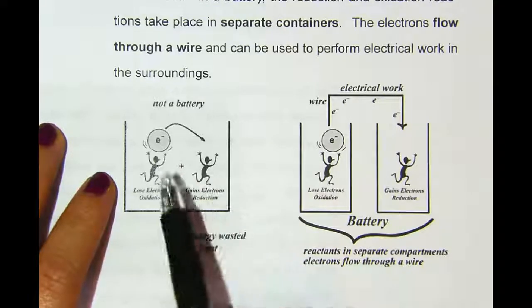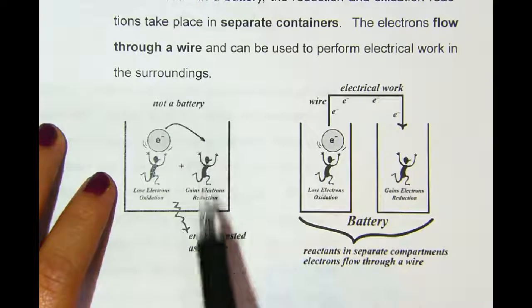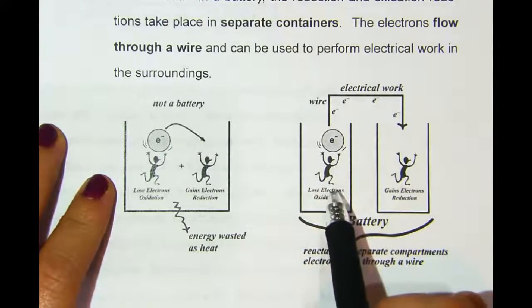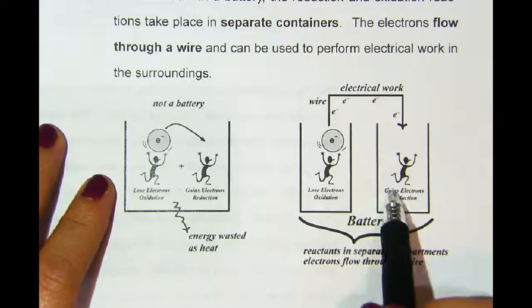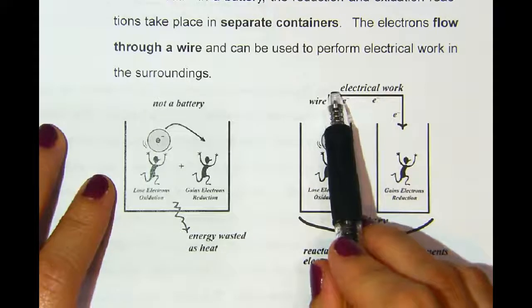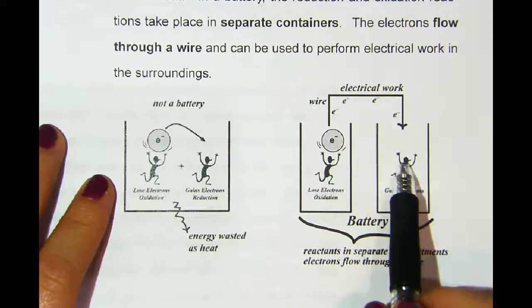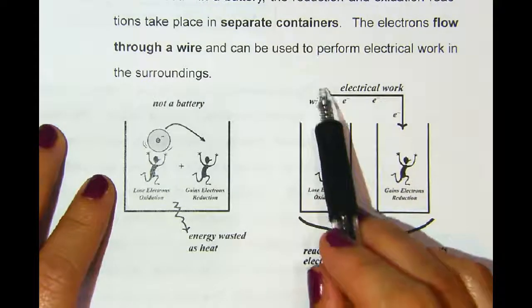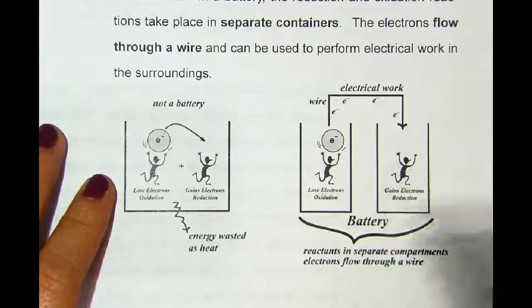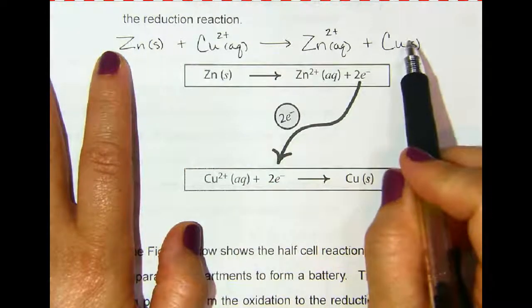Here's a diagram where the reaction is happening in one container, and as the reaction occurs, the energy is lost to the surroundings as heat. But if you separate the oxidation and the reduction parts of the reaction, then the flow of electrons lost by oxidation would move through a wire and then to the reduction part of the reaction where they are gained. And then this flow of electrons can do electrical work on the surroundings. Let's investigate how this reaction can be used to make a battery.